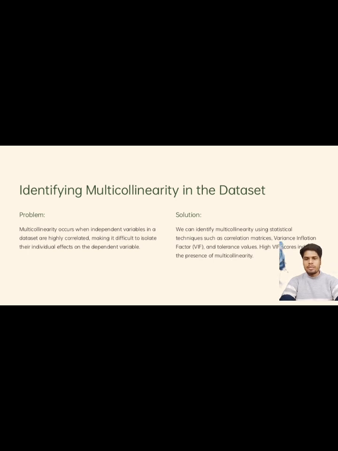Our problem is that multicollinearity occurs when the independent variables in a dataset are highly correlated, making it difficult to isolate their individual effects on the dependent variables. So for the solution, we can first identify the multicollinearity using statistical techniques such as correlation matrices, variance inflation factor (VIF), and tolerance value, and a high VIF score indicates the presence of multicollinearity.